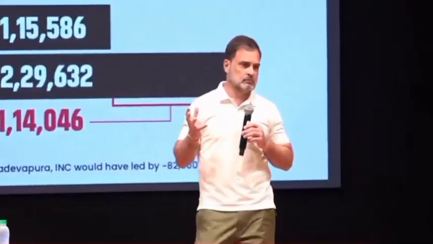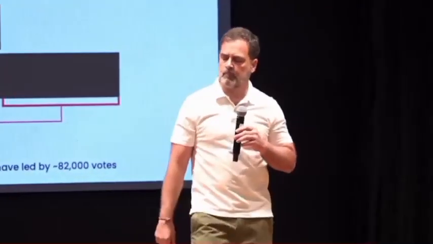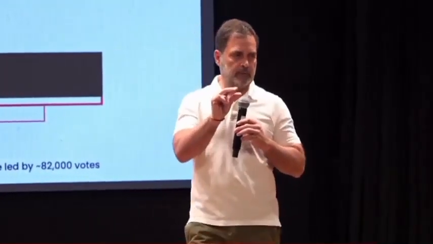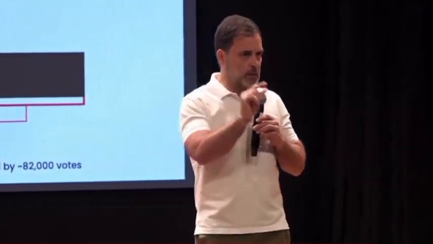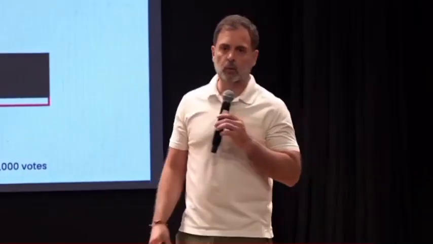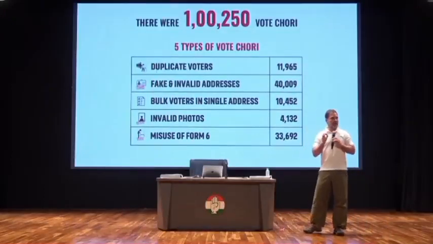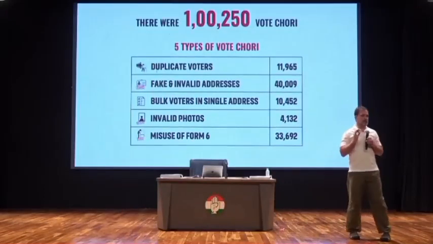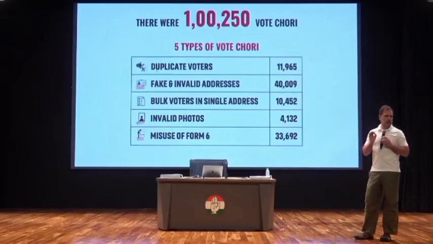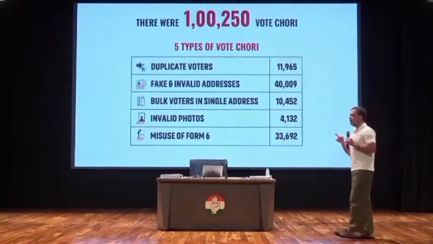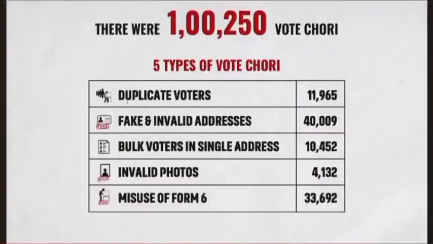Out of one seat. It's a huge imbalance, right? So we started looking at Mahadevapura assembly, we started looking at the details, and now I'm going to tell you what we found. We found that 1,250,000 votes were stolen. And we're going to tell you how.